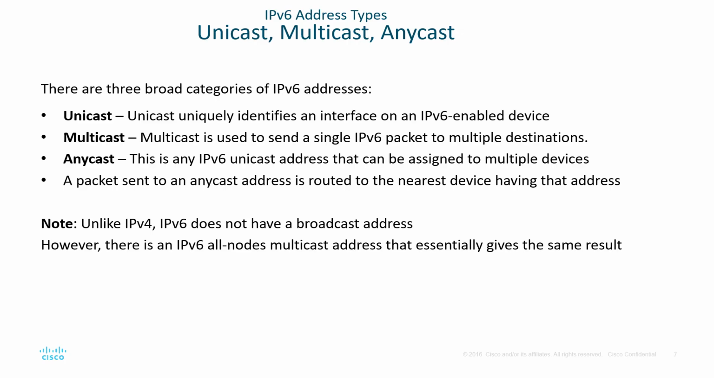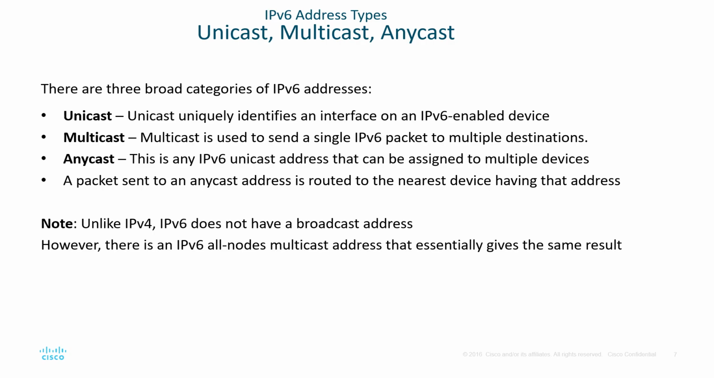Now, there are 3 broad categories of IPv6 addresses. Unicast, again, uniquely identifies an interface on an IPv6 enabled device. Multicast is used to send a single IPv6 packet to multiple destinations. And an Anycast, this one is new within IPv6. So in IPv6, there is no broadcasting. No broadcast address that is being utilized. A packet is sent to an Anycast address, which is routed to the nearest device having that address.